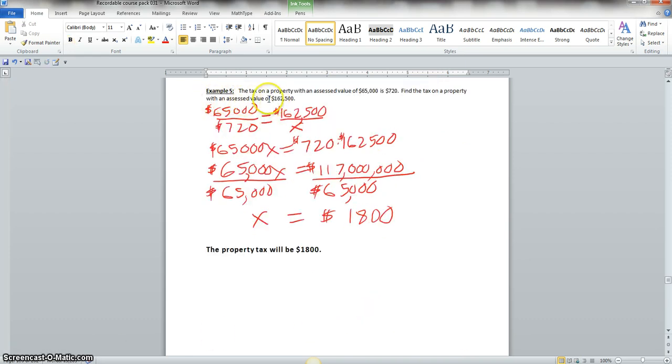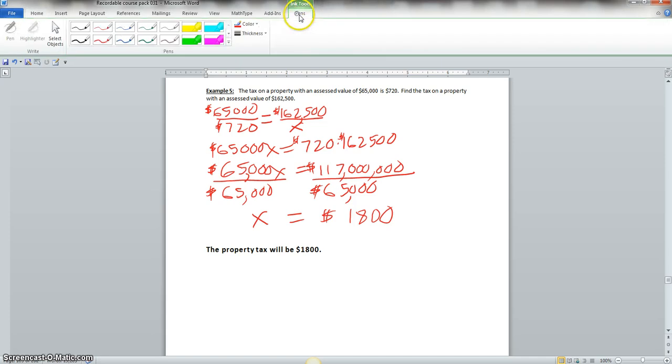Now we come to example 5. It says the tax on a property with an assessed value of $65,720. Find the tax on a property with an assessed value of $162,500. So we write this up. We have $65,000 over $720. We have $162,500 over x, as we're trying to find the property tax. So now we cross multiply.